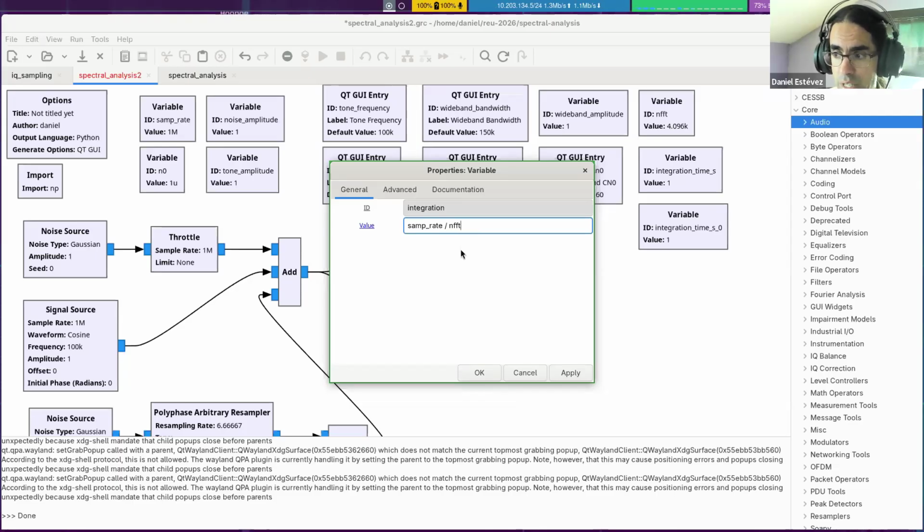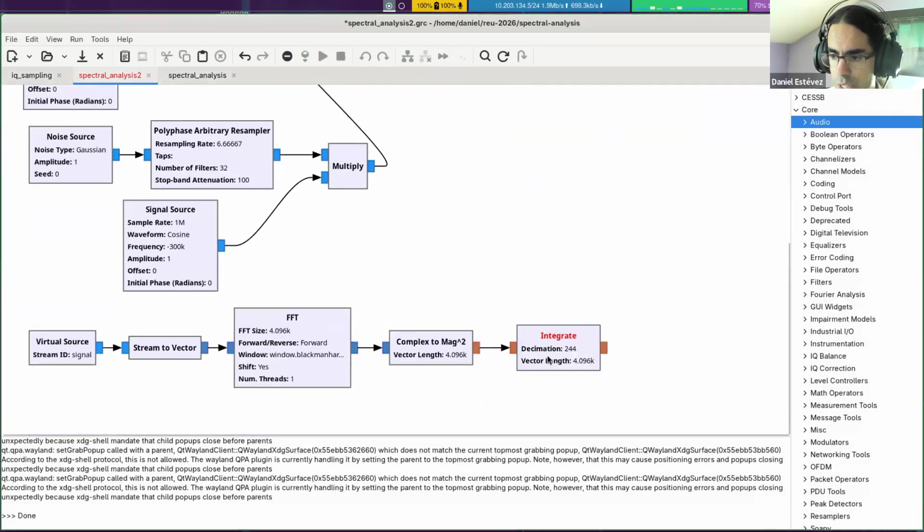If I want to integrate for integration time seconds, then the number of FFTs within that time is the number of FFTs per second multiplied by the integration time in seconds. This number is probably not an integer, it's 244 point something. So we cannot make our integration time exactly 1 second, but we can round and we will get 244 FFTs. So this block will sum up 244 consecutive FFTs, produce an output, then take the next 244 FFTs, produce another output, and so on and so forth.